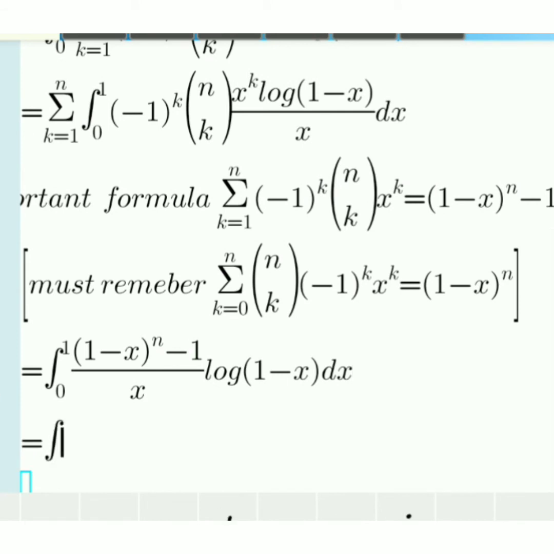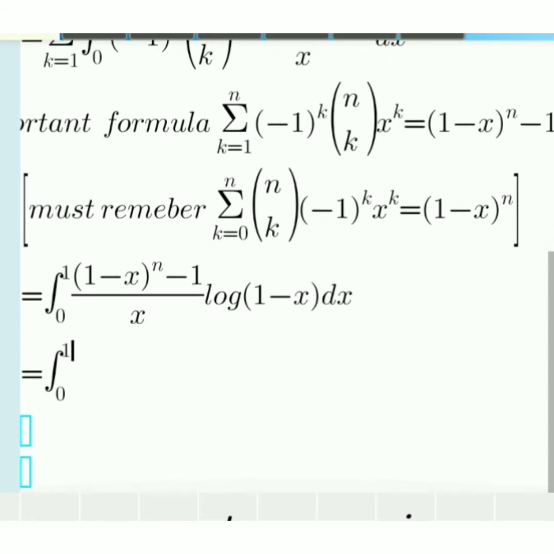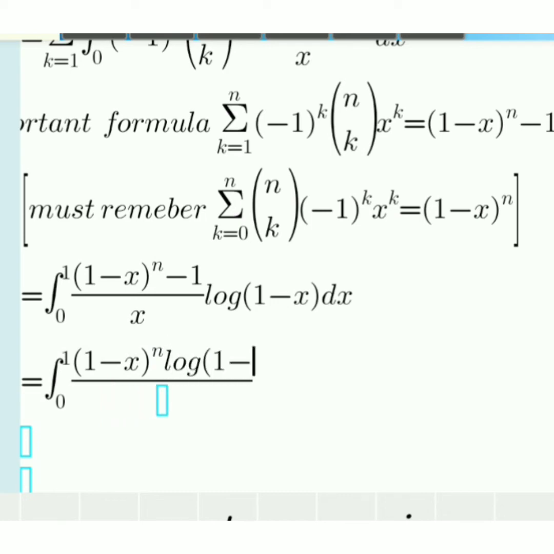So it can be written as integral 0 to 1 of 1 minus x whole to the power n minus 1 divided by x, which can be written as 1 minus x whole to the power n log 1 minus x divided by x dx, and minus integral 0 to 1 of log 1 minus x by x. So friends, very simple problem.